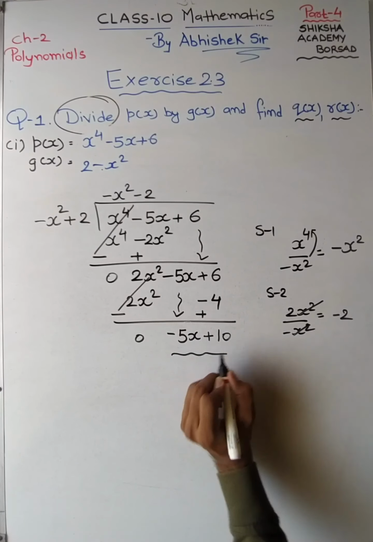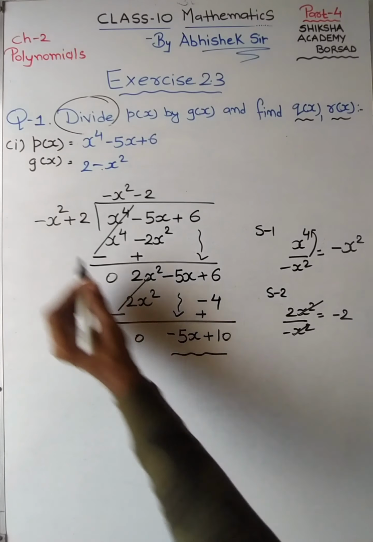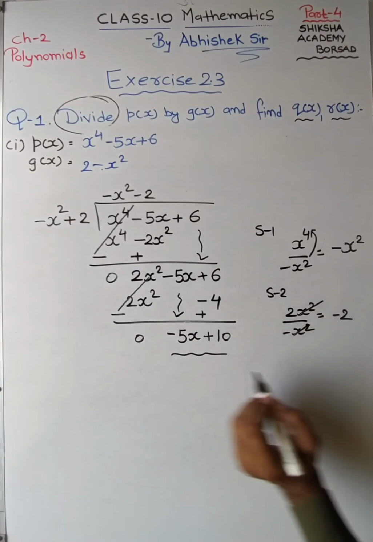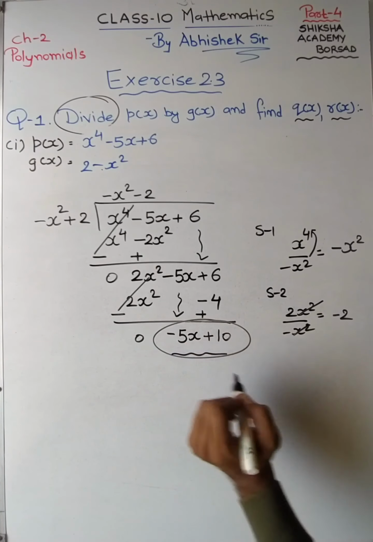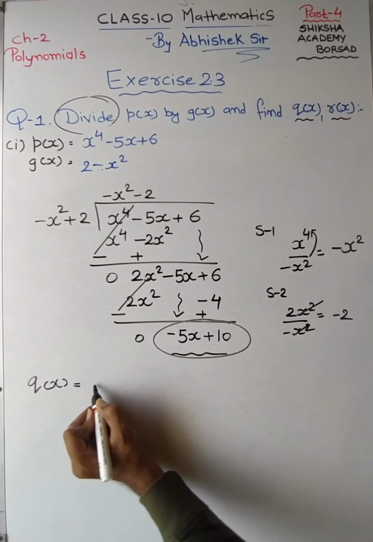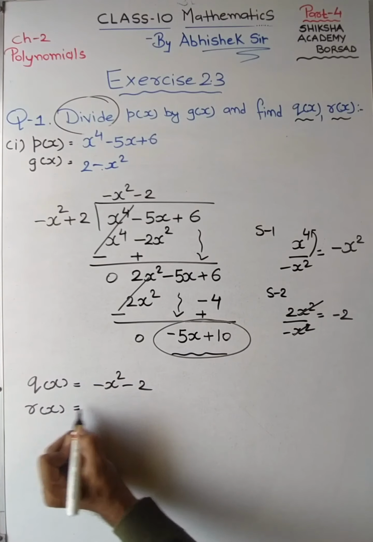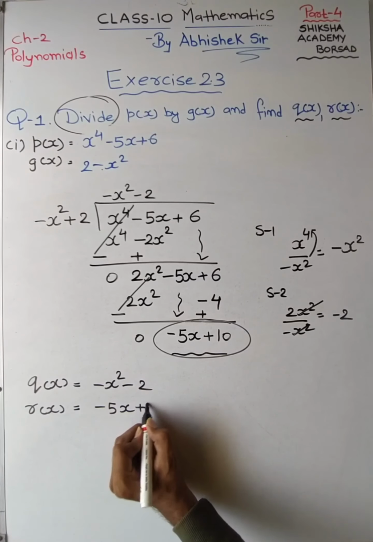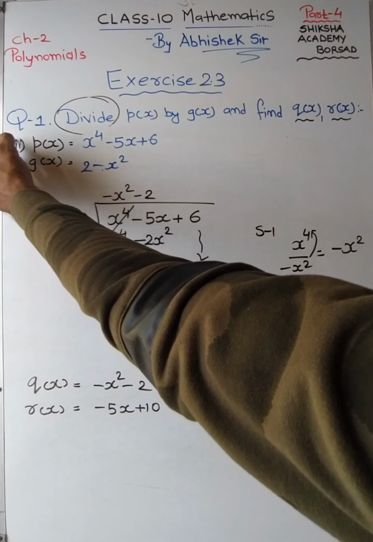Now see, degree of this remainder, highest degree is 1, but here it is 2. So now division is not possible. So whatever remaining becomes the remainder. So quotient q of x is minus x square minus 2, remainder is minus 5x plus 10. So that is the solution of question number 3.